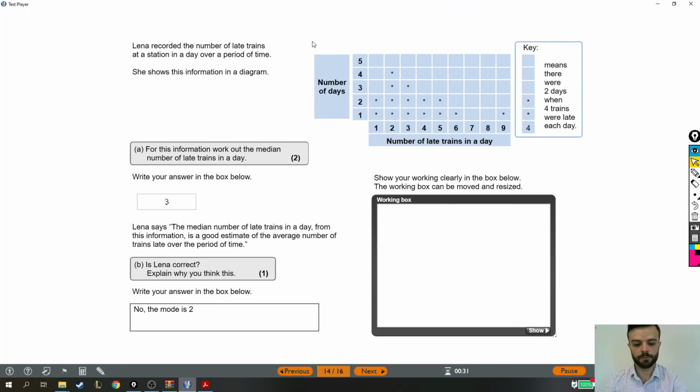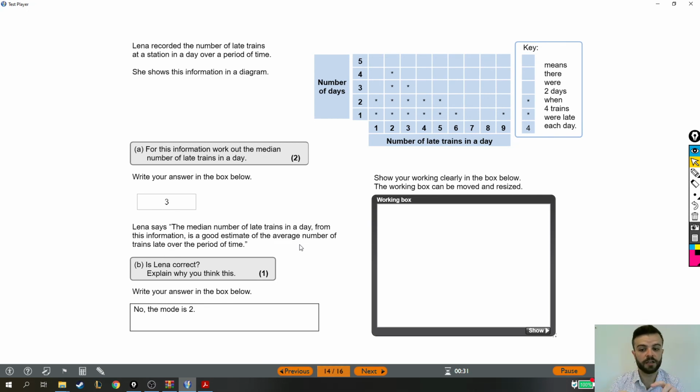So no, the mode is 2, and that's why I think the median of 3 is not a good estimate of the average. And also remember, mean, mode, and median are all types of average. So when it says here, the average, it could be talking about the mean, median, or mode, which is why it's fine for us to say the mode is 2, that's the average, which is very different to the median of 3.